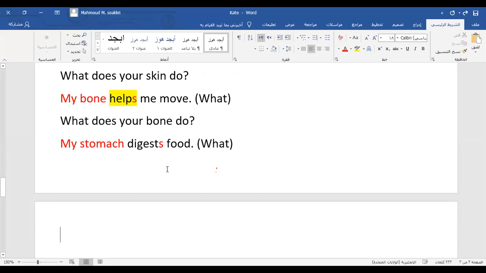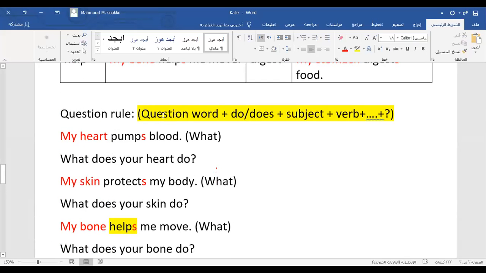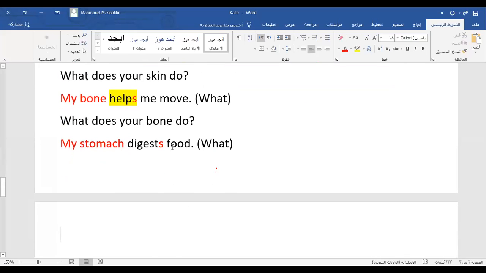Ahmed Hani, yes. Look at the grammar rule. What should we put first when we make a question? Question word. Excellent. My stomach digests food. What is the question word here? Is it what, where, when, how or who? Can you see how in the question? No. So what is the question word? What. Thank you. So I write what. This is the question word.